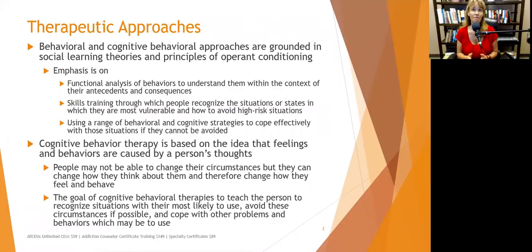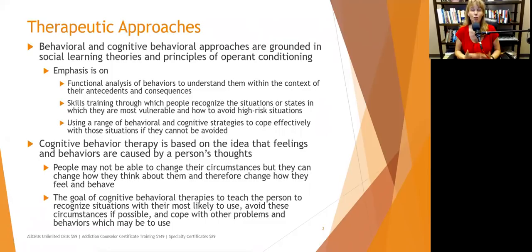Emphasis is on functional analysis of behaviors to understand within the context of their antecedents and consequences why they happen. And antecedents are what happens before. So what types of things happened leading up to this use? And what are the consequences of this use that are supporting or rewarding continued use? Because when people are using, yes, there are some drawbacks, but there are some benefits too. So we want to look at what are some of those benefits in addition to what triggered it, in order to understand what is maintaining this addiction.